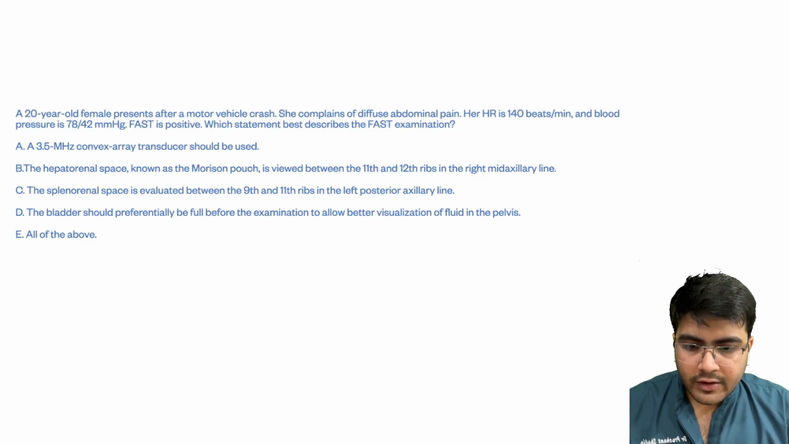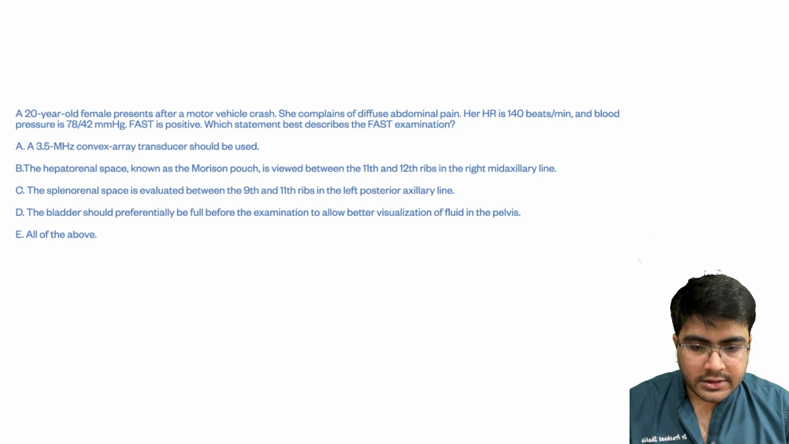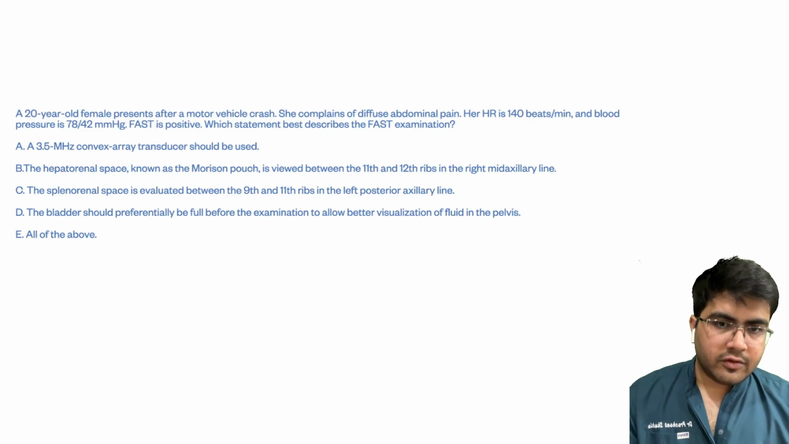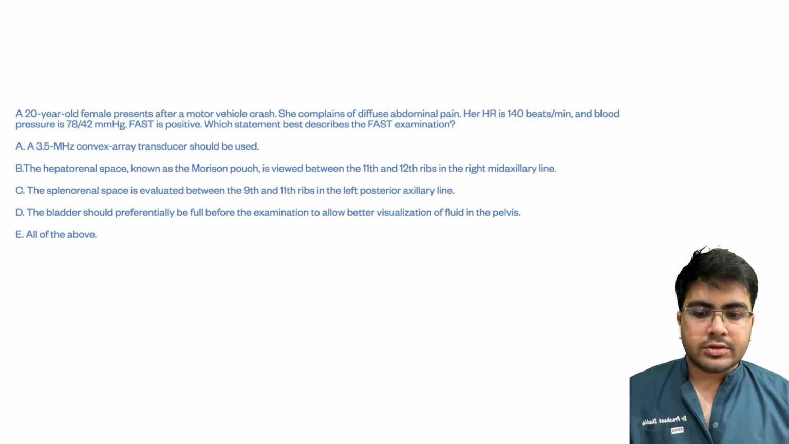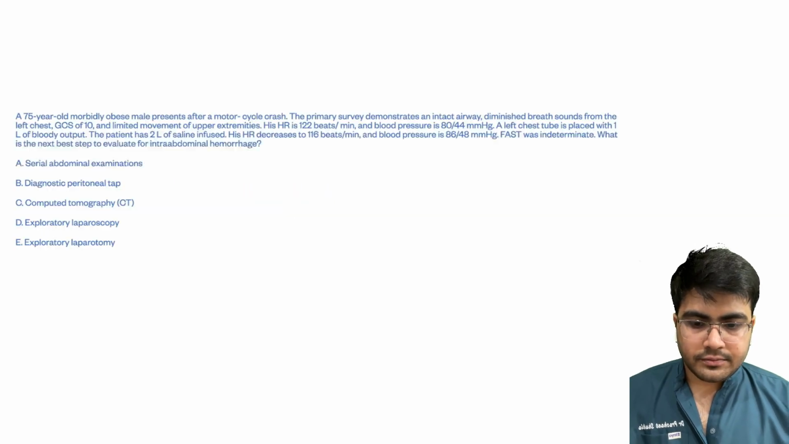A 3.5 megahertz convex array transducer should be used. This is the correct statement. The hepatorenal space, known as Morrison pouch, is viewed between the 11th and 12th rib in the mid-axillary line. Yes, this is the right statement. The splenorenal space is evaluated between the 9th and 11th rib in the left posterior axillary line. This is also a right statement. And the bladder should preferentially be full before examination to allow for better visualization of fluid in the pelvis. This is also a true statement. So E is the right option because all the statements are true.